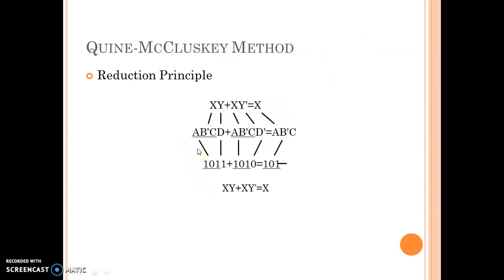For example, a b bar c d can be combined with a b bar c d bar since they vary only in one variable. They vary only in the last variable. They can be combined together to form a new term which has one literal less compared to the original term. The binary representation of this term is denoted here. This rule is repeatedly applied and whatever we get at last is a prime implicant.